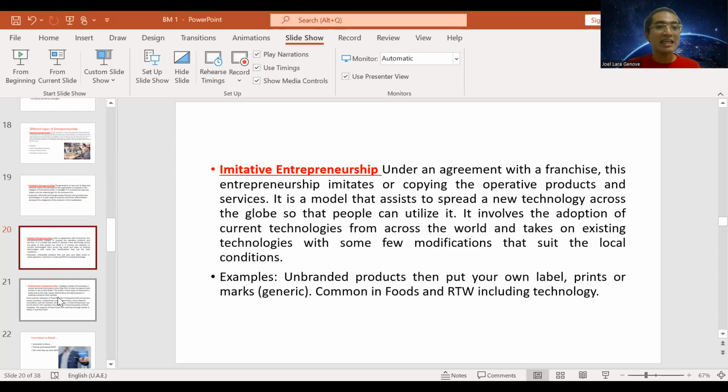Let's continue. That's imitative entrepreneurship, something that you will sell but from imitation. This is not original. This is almost a few washes already. But think of it, it's like thick.